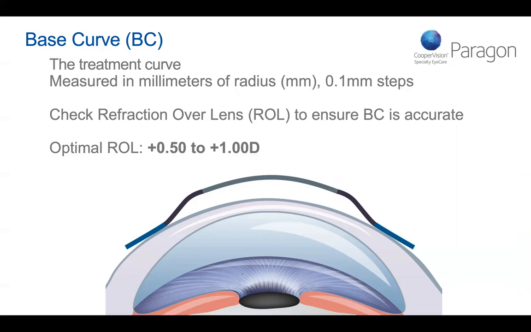So when do you know when to change the base curve? When the patient's subjective refraction over the lens, otherwise known as the ROL, is not 20/20, and the patient does not have a +50 to +1 ROL. So what does that mean? Well, when a patient is wearing their CRT lenses, they should be able to see 20/20 through the lenses. Then, check the refraction over the lens, or ROL, and perform a subjective manifest refraction, or an autorefractor is okay, but the refraction over the lens, or ROL, should be +50 to +1.